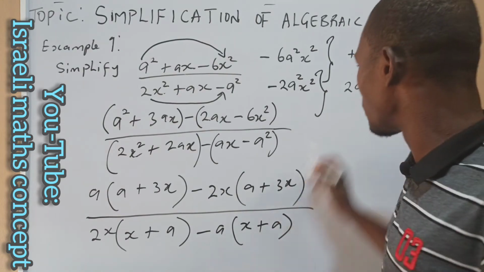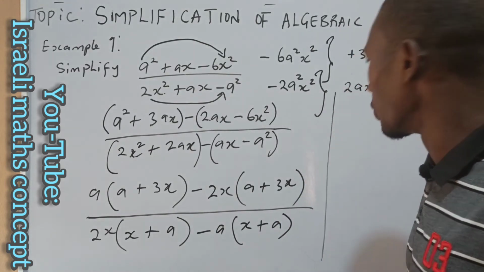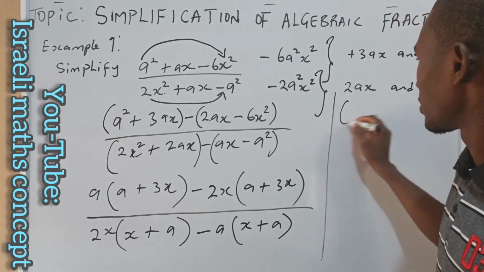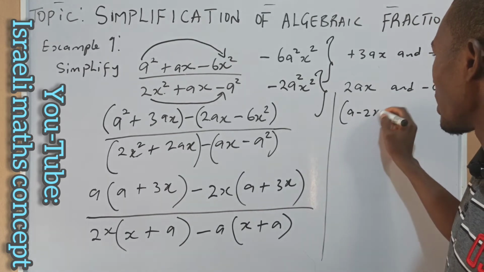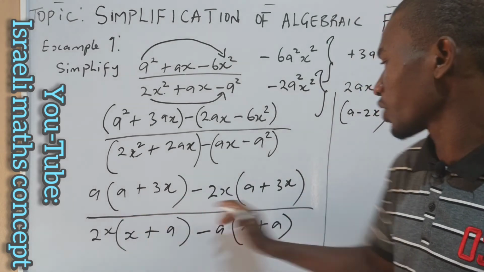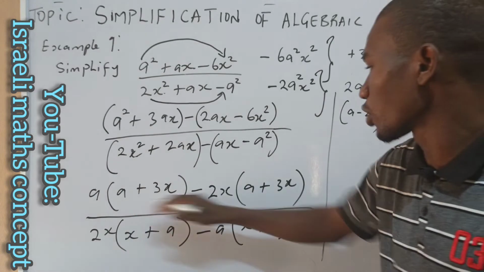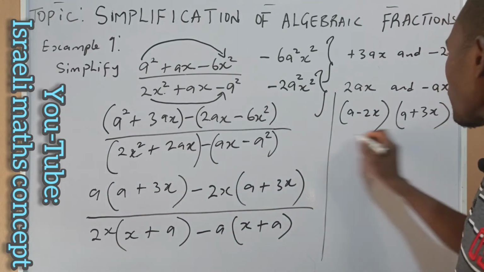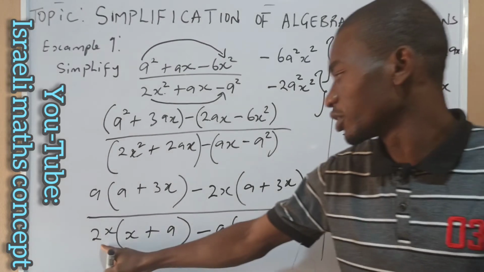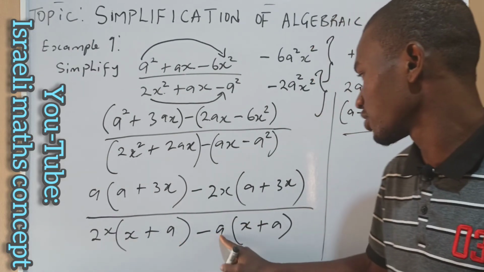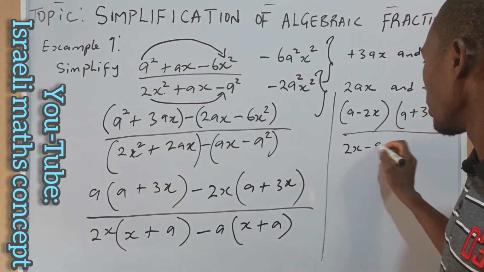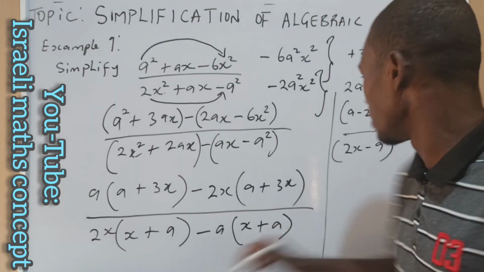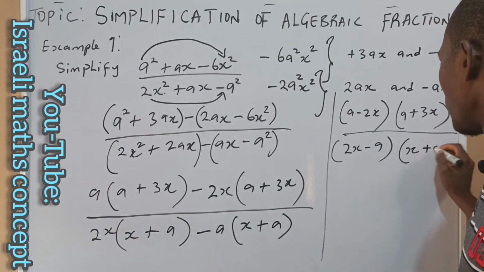So what next are we to do? Very simple. We have a minus 2x. So we bracket a minus 2x. The same thing we have in this bracket is the same thing as this. Hence, we take one of the brackets, which is a plus 3x, all over. Coming to the denominator, we have 2x minus a, 2x minus a. And because we have the same thing in these two brackets, we take one of it. Hence, we have x plus a.